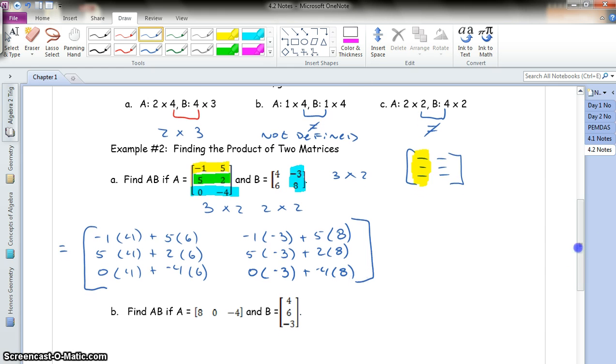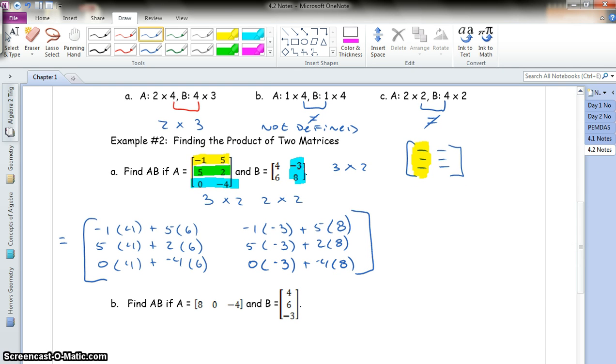Now, since it's the first time we're doing this, we're going to show all our work like this just so we get the hang of it. But after we do this for probably by tomorrow, you should be able to do some of this in your head, row by column, and get the entry. So it won't take as long to complete each problem.